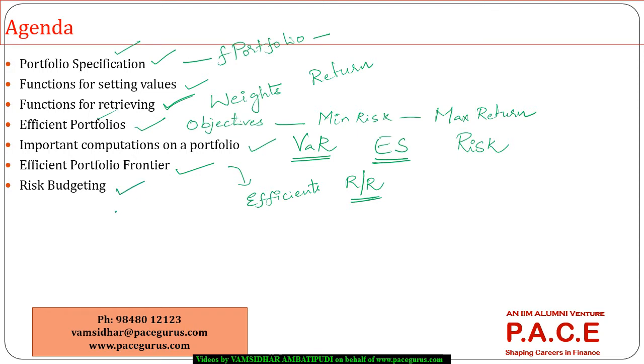And finally, we would also spend some time understanding risk budgeting, which is nothing but how do I allocate the risk across the various constituents. In this case, I'm talking about 11 sectors. How do I allocate the overall risk across the various sectors based on the weights that are given to each of the sectors. So these are all the different kinds of topics that I am going to take up.